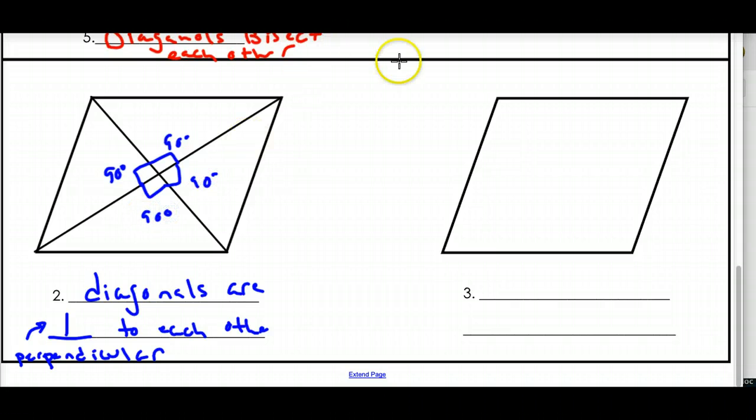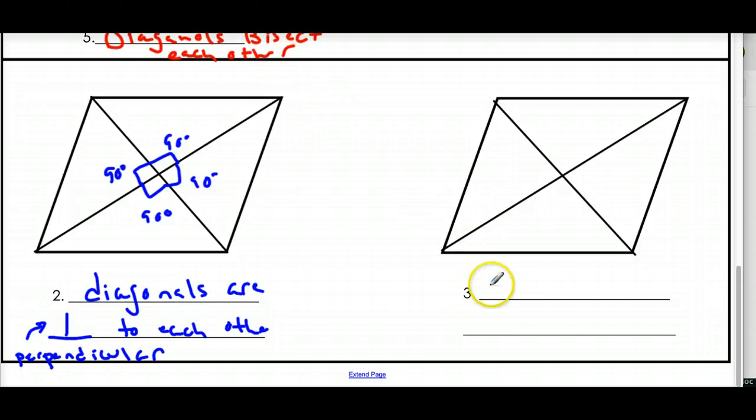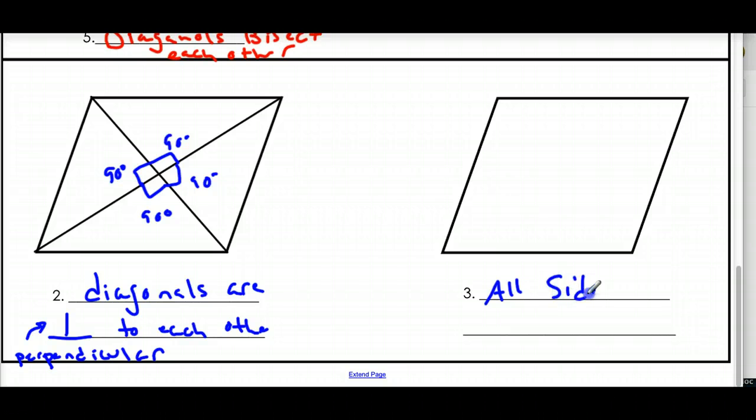And finally, this is the main one about rhombuses that everyone knows. Well, maybe not everyone, but we know now. And this is the easy one. All sides are congruent. Why did I draw diagonals? All sides are congruent.